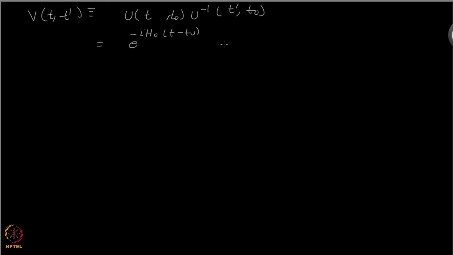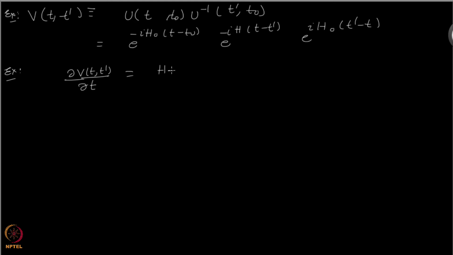Okay, that's one line of algebra that you can do. Okay, so check this. Then also check that if you were to take a derivative of V with respect to t, you are going to get h_I(t) V(t, t'). Okay, so that you can do. You already know how things act on U, so this will work out.